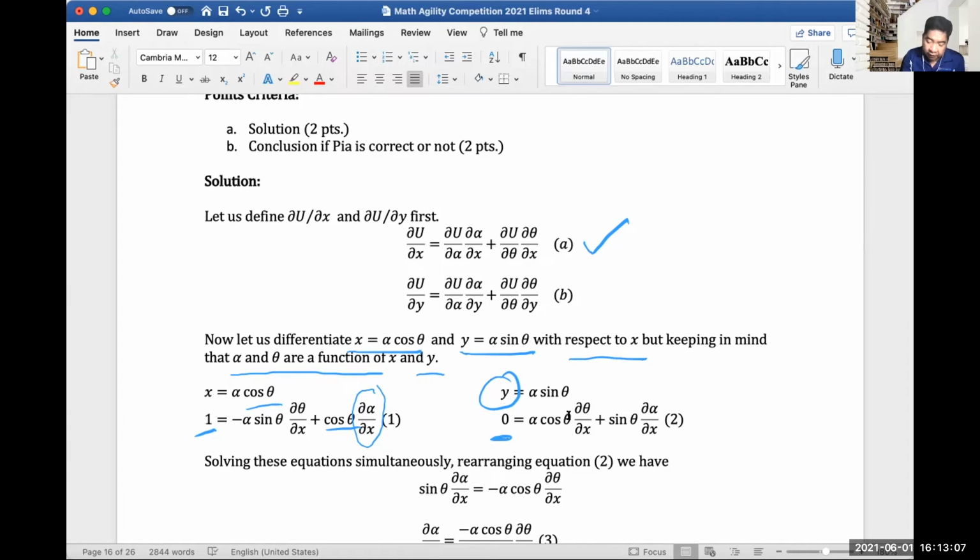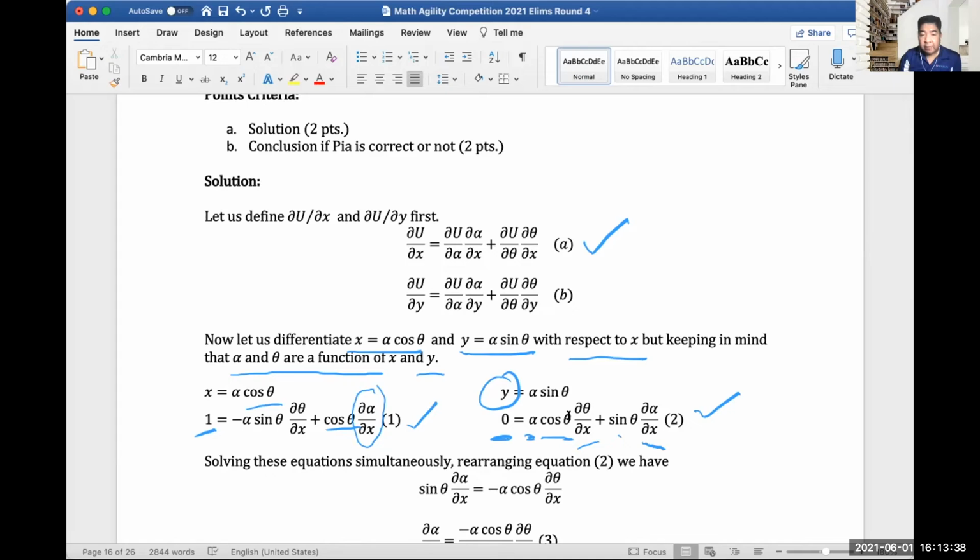And similarly, we know that these are functions of alpha and theta. So let's take the derivative of sine theta first. So keeping alpha here, that would be cosine theta, partial derivative of theta with respect to x. Now let's take the derivative of alpha. So that's partial derivative of alpha with respect to x times sine theta, right? We just copy that one. So we form equation 1 and equation 2.